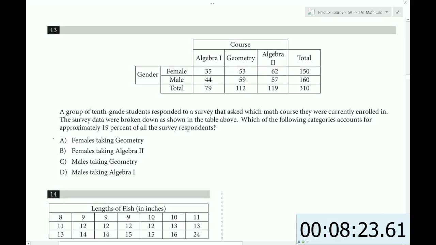A group of 10th grade students responded to a survey that asked which math course they were currently enrolled in. The survey data were broken down as shown above. Which of the following categories is approximately 19%? Okay. Well, the grand total here is 310.